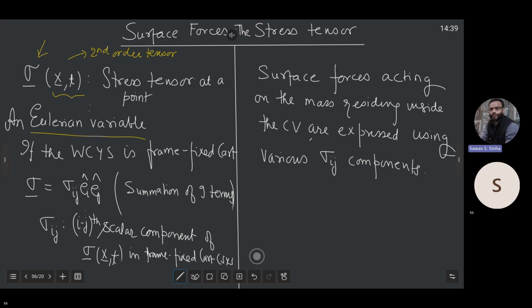Now since my working coordinate system is currently a frame fixed Cartesian coordinate system, the representation of this tensor is going to be in this manner, second order tensor. Sigma ij e_i e_j. Sigma ij, if I want to make a sentence, is the ijth scalar component of sigma x,t in the frame fixed Cartesian coordinate system. Surface forces acting on the mass residing inside the control volume are expressed using various sigma ij components. There are 9 of them because it's a second order tensor.